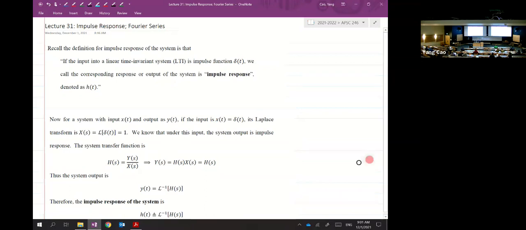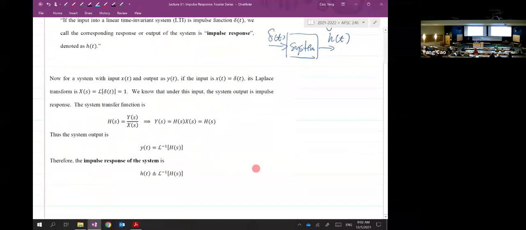So just a quick review of what we did. We learned about the impulse response of an LTI system. This is the recall of the definition of impulse response. If your input to the linear time invariant system is the impulse signal delta t, then the corresponding output of the system is called the impulse response. Whatever the output is, if your input is delta t, it's called the impulse response.